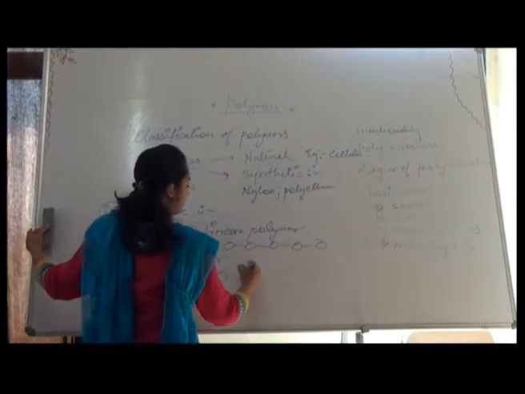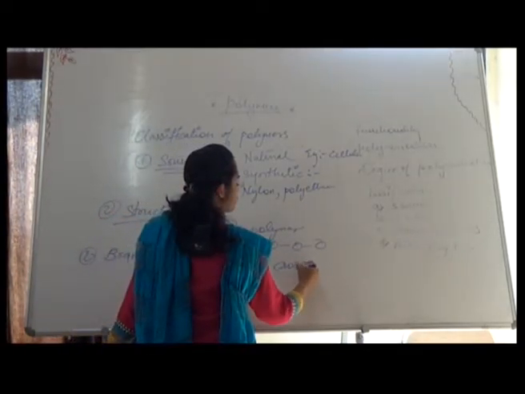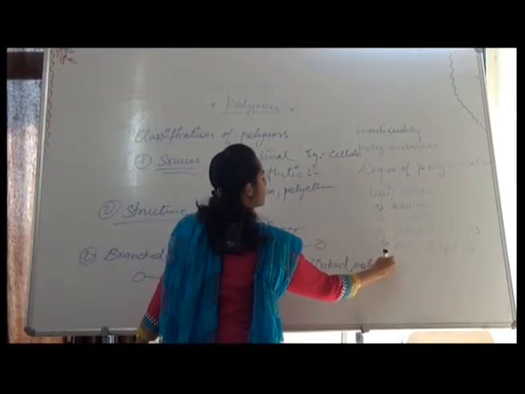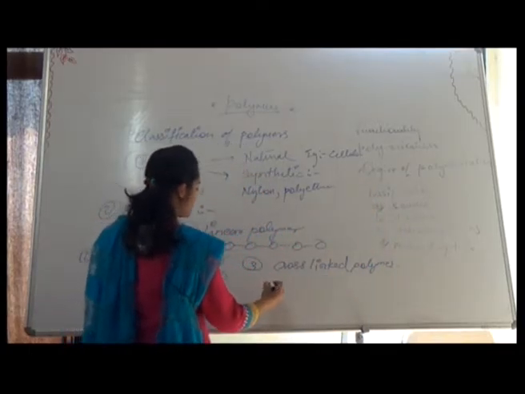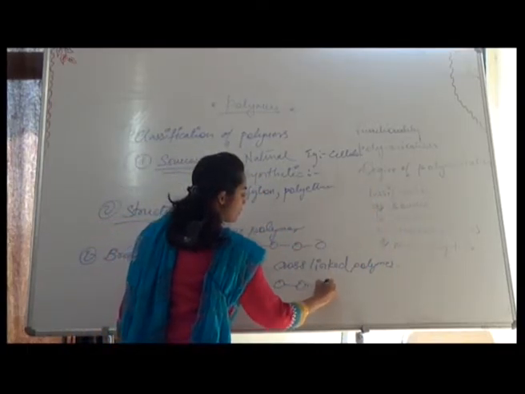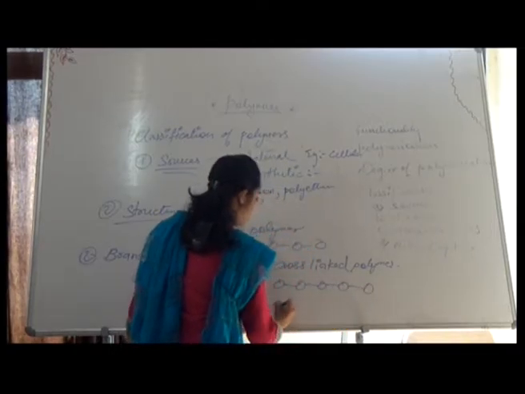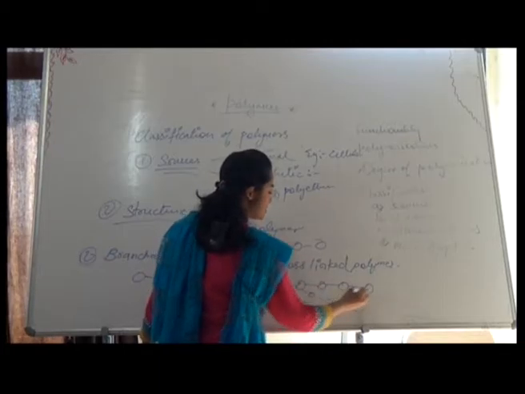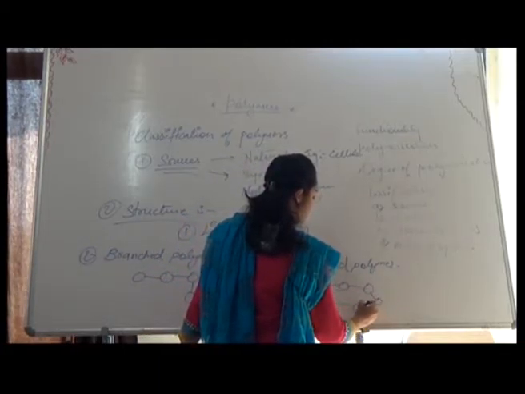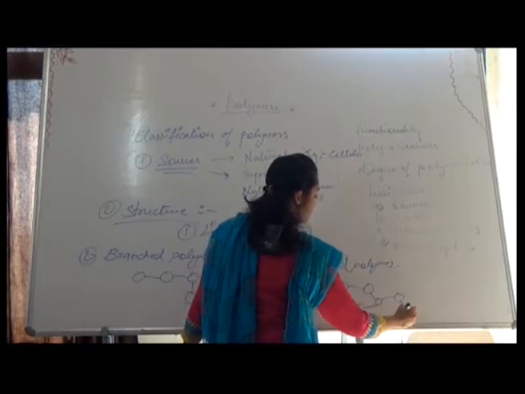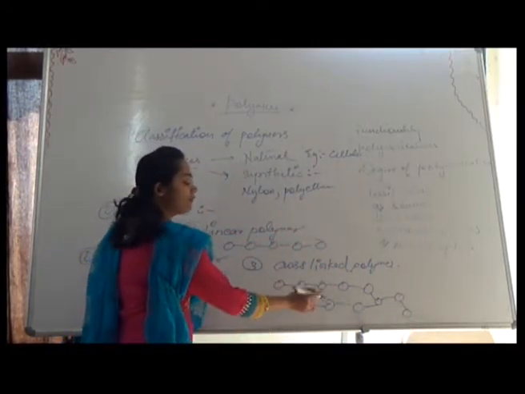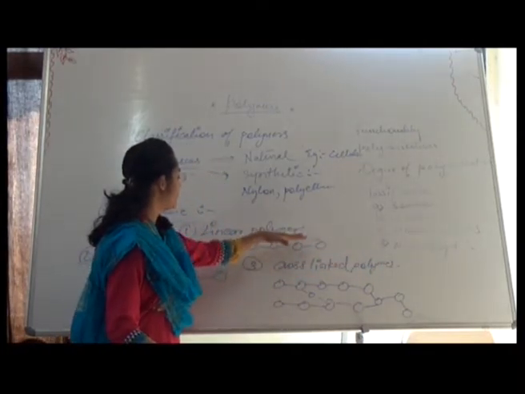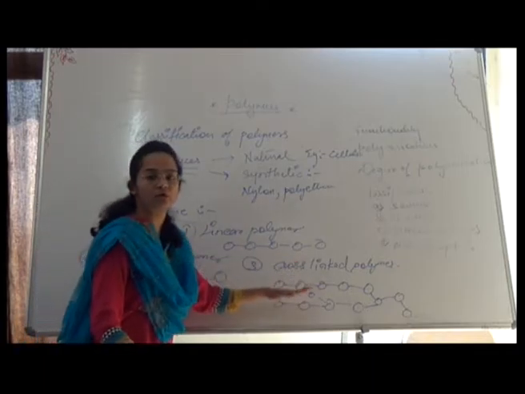And the third one is the cross linked polymer. The cross linked polymers are where there is a formation of a bridge between the two chains. We can say this is a cross linking polymer. This is a cross linkage. So there is a kind of bridge formation, hence it is termed a cross linkage. Linear polymer, branched and cross linked.